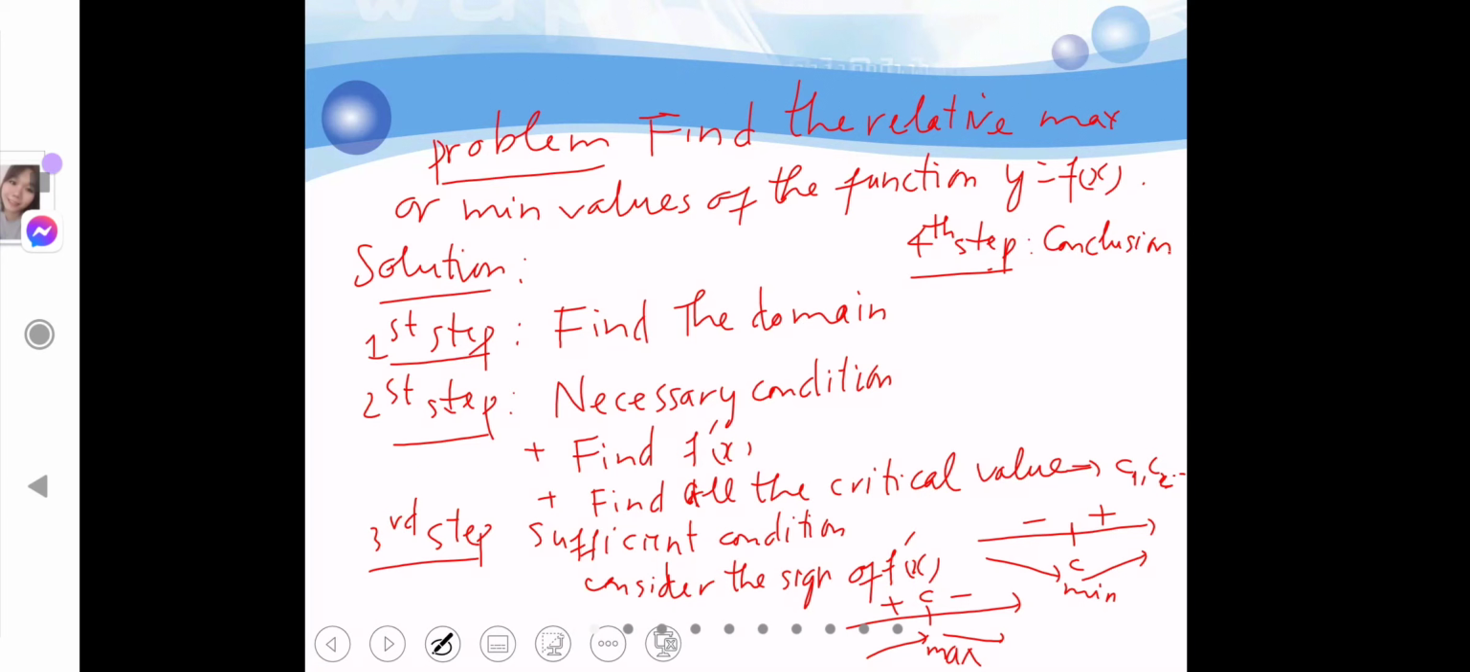In order to solve the problem of finding the relative maximum and minimum values of the given function by using the first derivative, you need to solve the following 4 steps. You write these 4 steps in here. Very important.